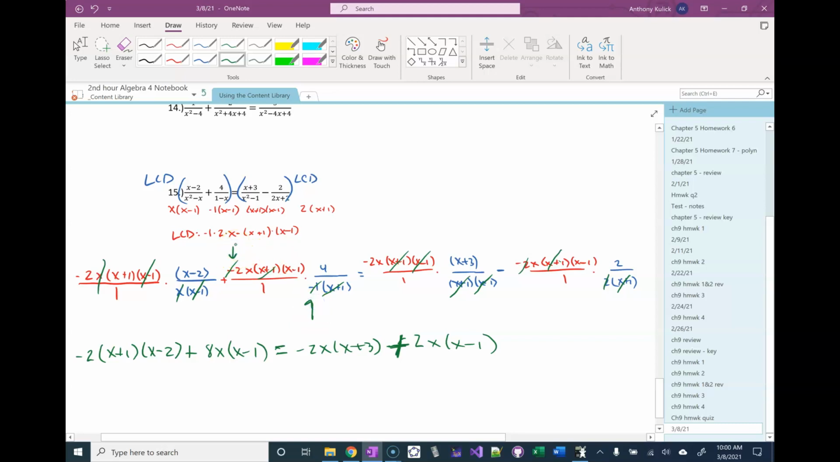Yeah. Okay. So now we need to multiply all this stuff out. So I'm going to FOIL here first. And then we'll distribute through. And then we'll distribute through here. And then distribute through here. And distribute through here.